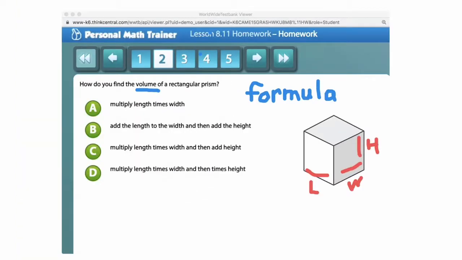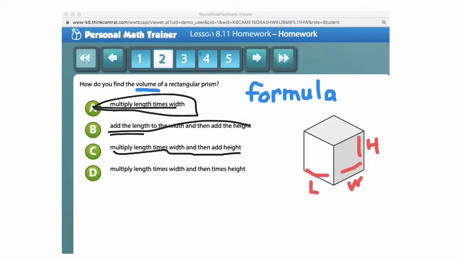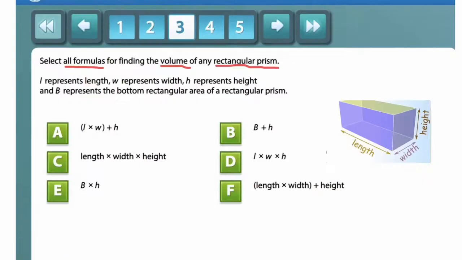How do you find the volume of this prism? Well, it's length times width times height. That's the formula. So you don't multiply length times width, that would just give you the area, so no. Add the length, no, you don't add to calculate cubic units. Multiply length times width and then add the height, no, you don't add the height, you have to multiply by the height. Multiply the length times the width and then multiply times the height, so D is correct on that.